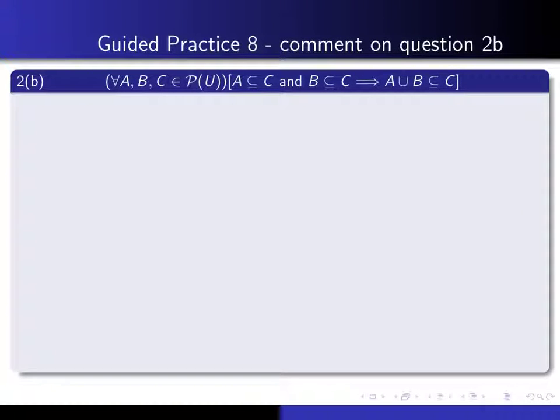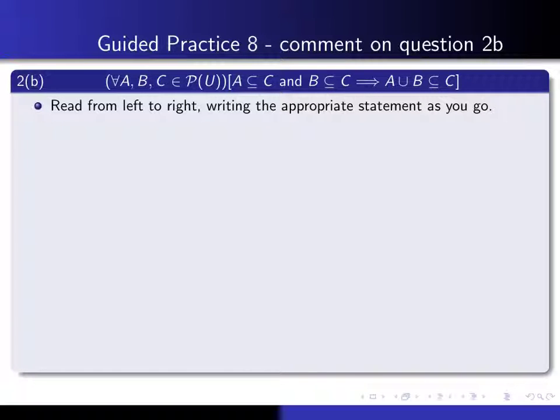I'm going to make a few comments about question 2b from Guided Practice 8. It says, for all A, B, C in P of U, if A is a subset of C and B is a subset of C, then A union B is a subset of C.